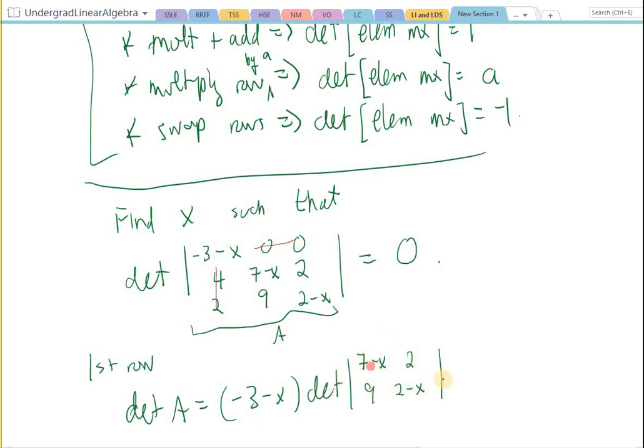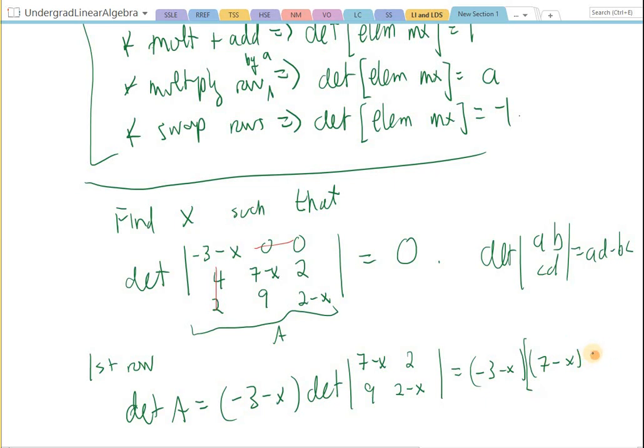All right, now, you should remember the determinant of a 2 by 2 is just going to be, so I'll just write here again, the determinant of A, B, C, D equals AD minus BC. Right. So this is going to be 7 minus x. So let me leave the minus 3 minus x in there. It's minus 3 minus x, and then it's going to be 7 minus x times 2 minus x, minus 18.